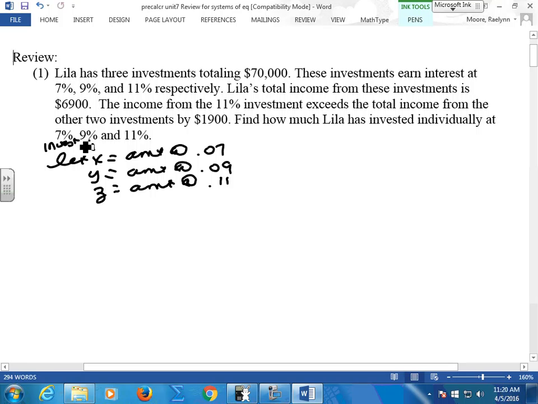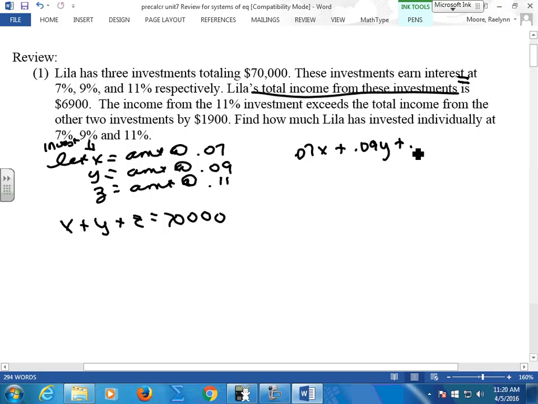They total... So, where's my equation? I do it once. X plus Y plus Z equals 70,000. Now, we know she isn't going to make that much interest. That's what she invests. Now, let's see if there's anything else. So, they earn interest. The total income from these investments is $6,900. So 0.07x plus 0.09y plus 0.11z equals 6,900.